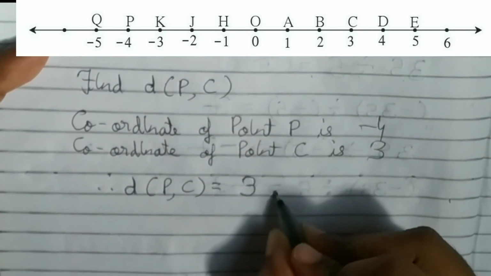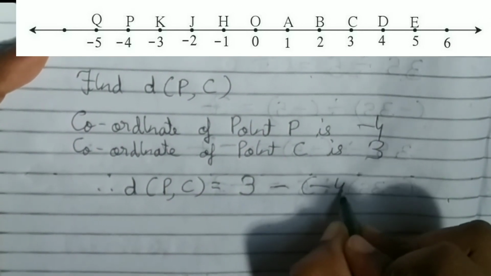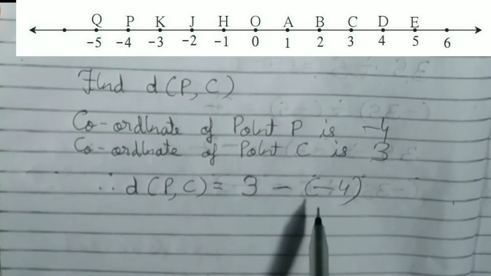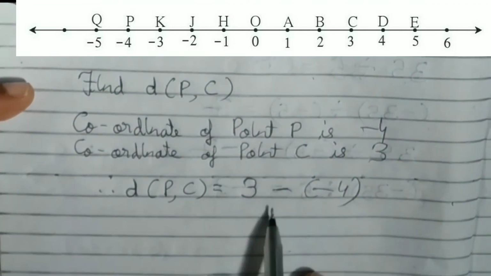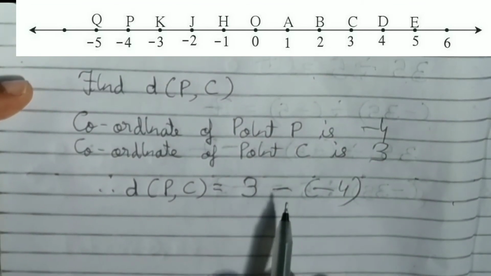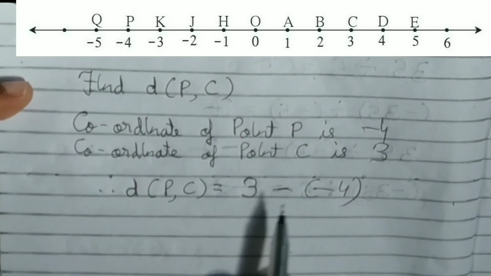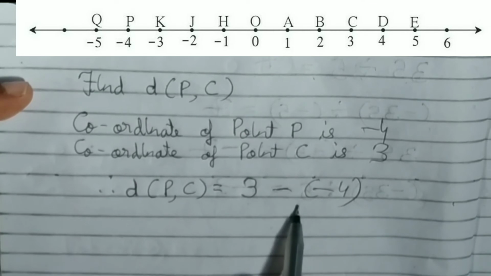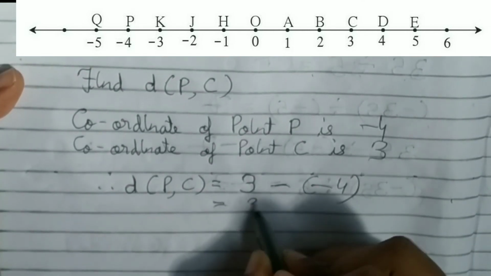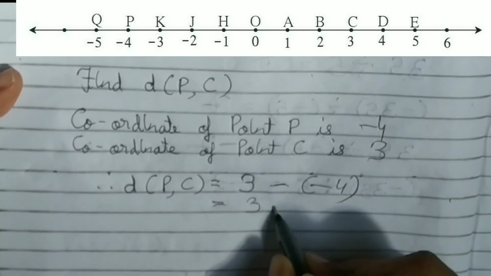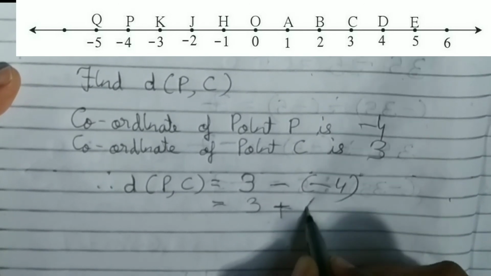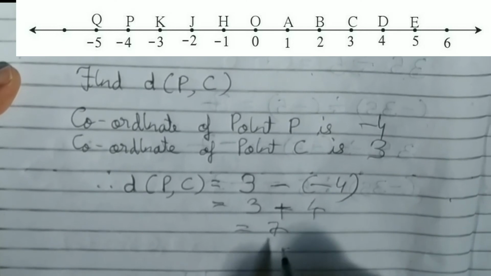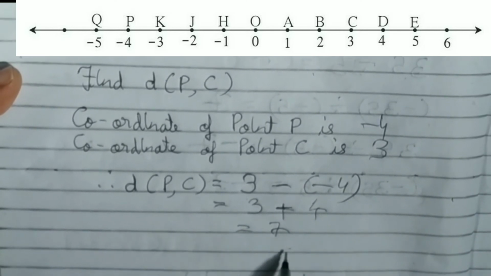3 is the bigger number, minus minus 4. We are subtracting the smaller coordinate from the bigger coordinate. So how will we do this? For solving such calculations, I have already put a video, the link of which is given in the description and the i button. You can check it out. Equal to 3, we change the sign to plus. And what is the opposite of minus 4? 4. So 3 plus 4 is equal to 7. So distance PC is equal to 7.